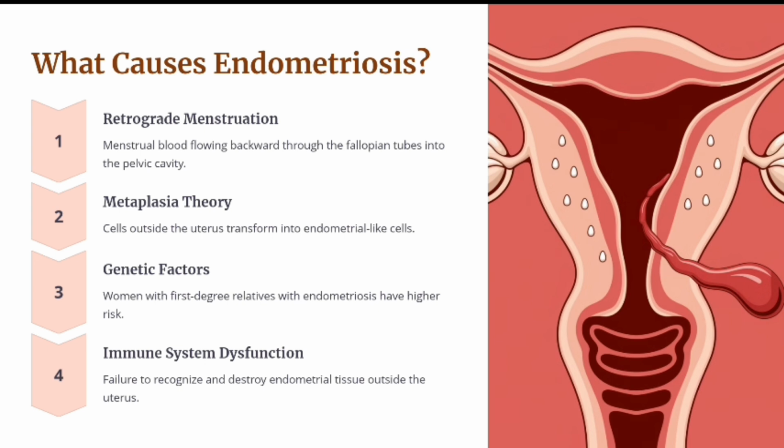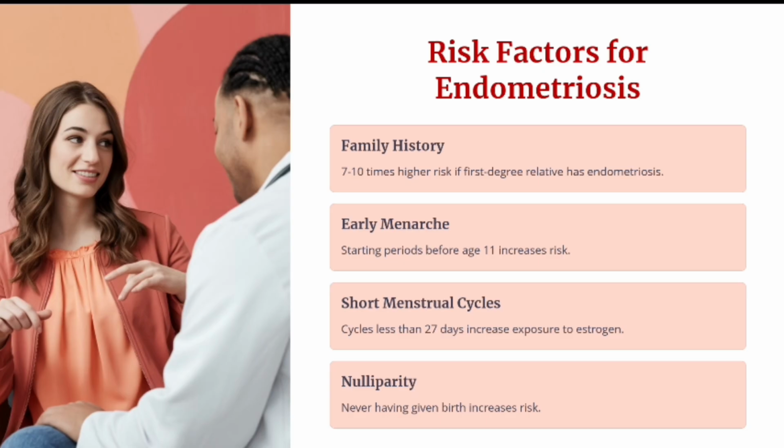Risk factors for endometriosis. Certain factors increase the risk of developing endometriosis. These include a family history of the condition, early onset of menstruation, short menstrual cycles, and never having given birth. Identifying these risks can help with early diagnosis.